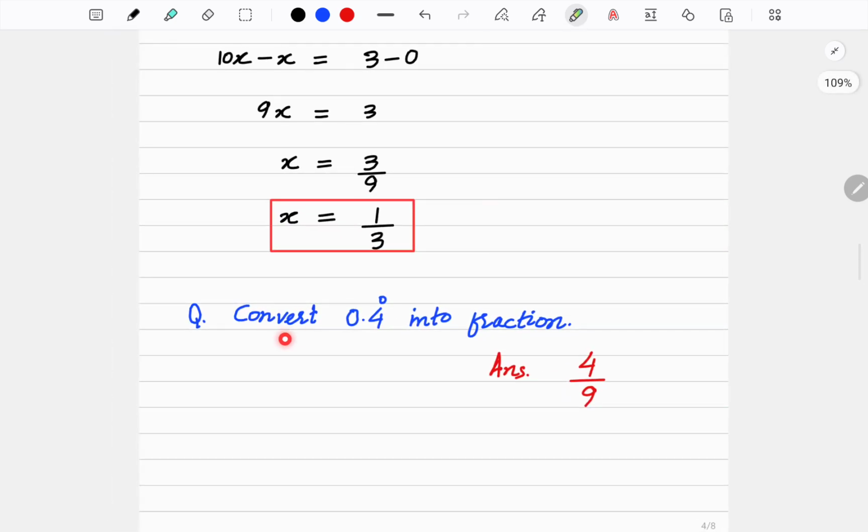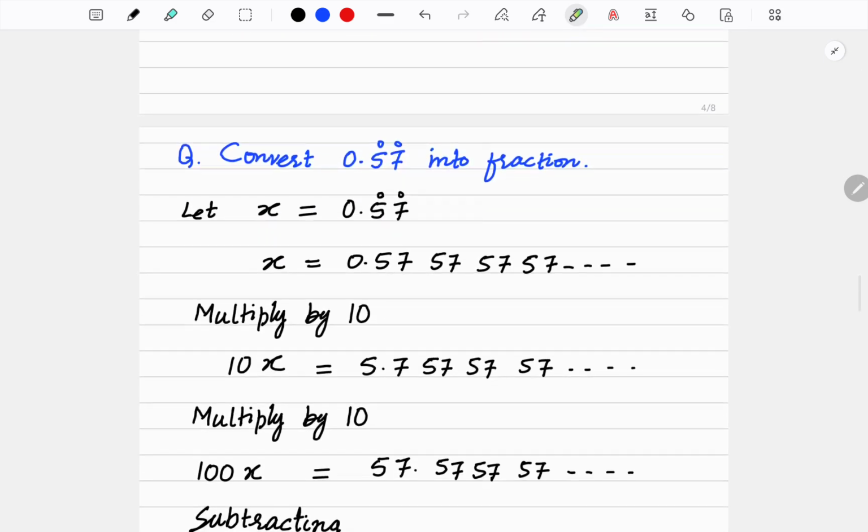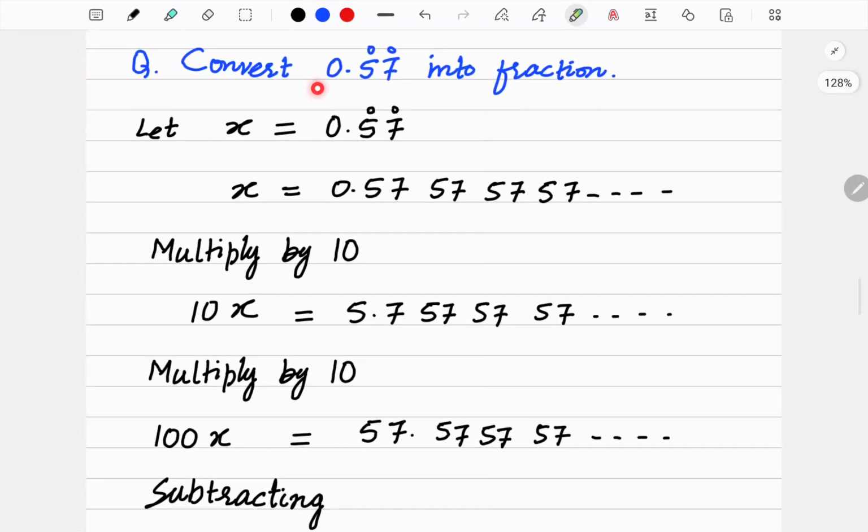Now you can attempt the next question. Convert 0.4 recurring into a fraction. Its answer will be 4 by 9. Next question. Convert 0.5 repeating, 7 repeating into a fraction.